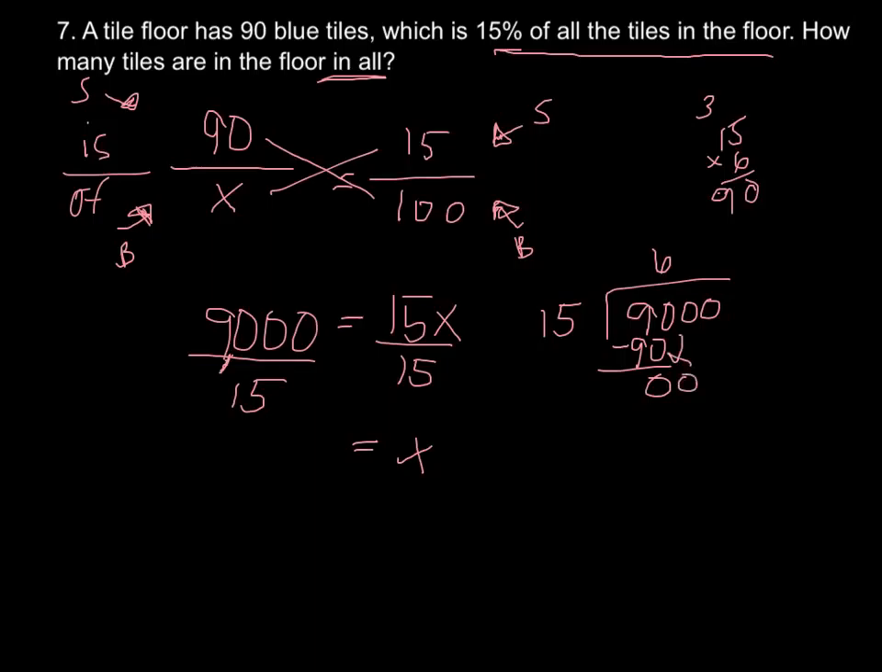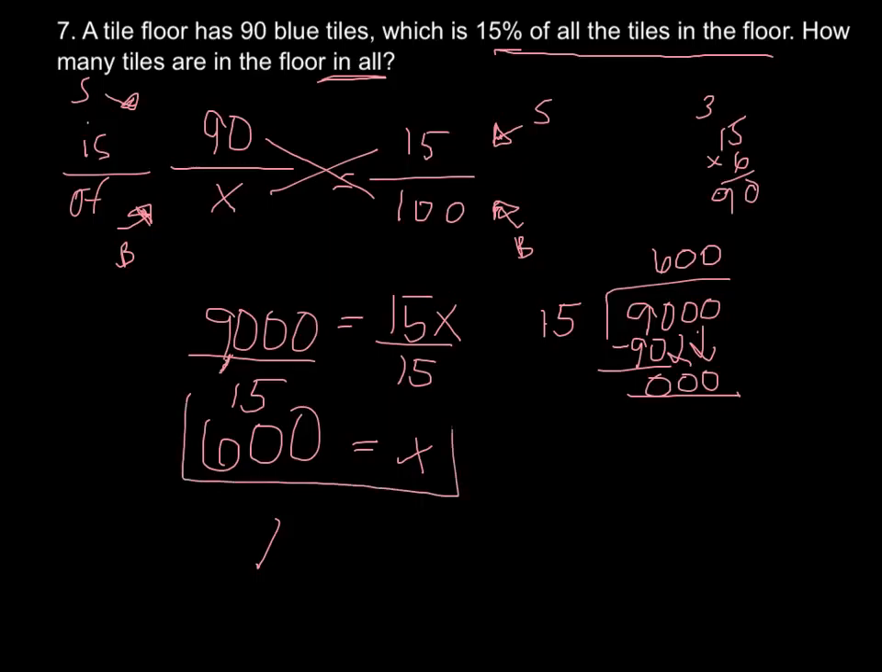So I'd get 0. Bring down my 0, 15 goes into 0, 0 times. Bring down my 0, 15 goes into 0, 0 times. So my answer is x equals 600 tiles in all. Okay, so 600 tiles is how many tiles are on the floor in all.